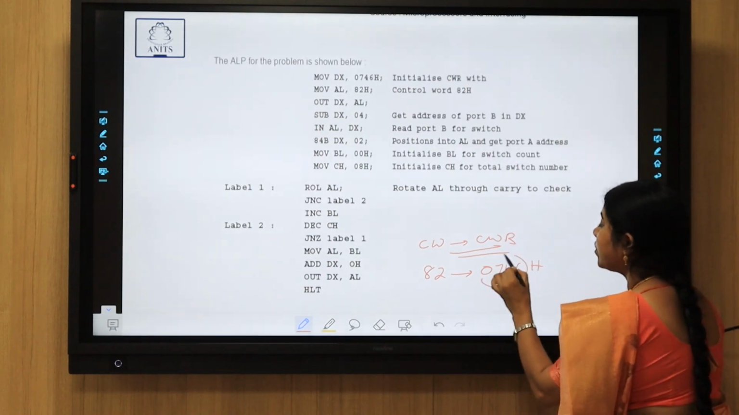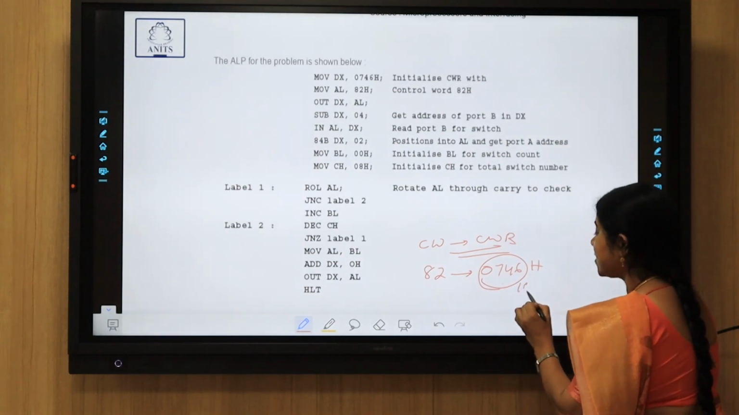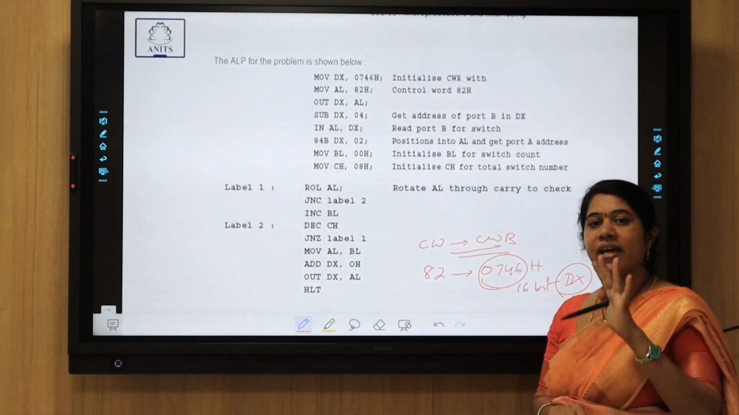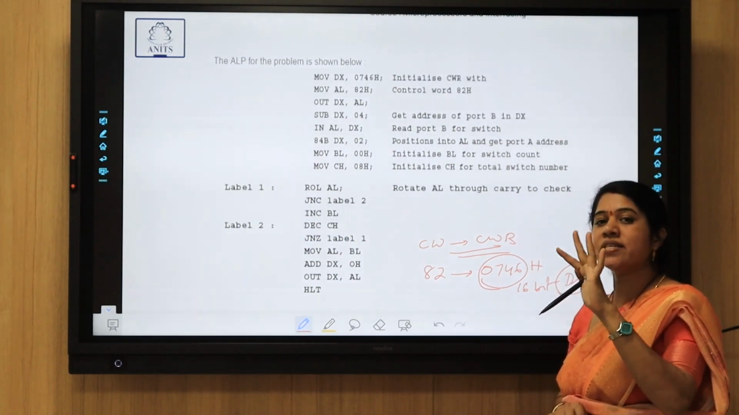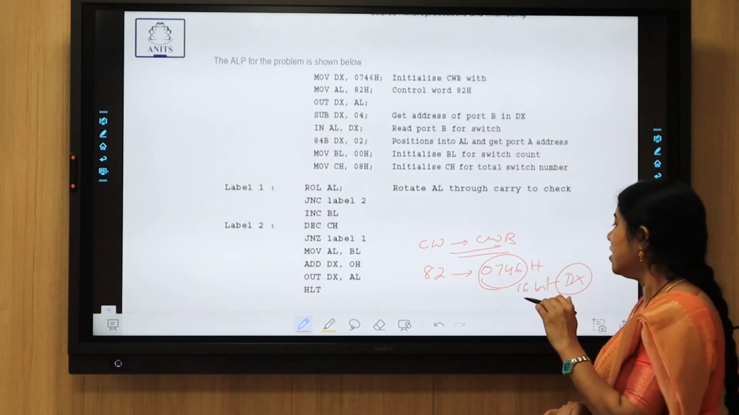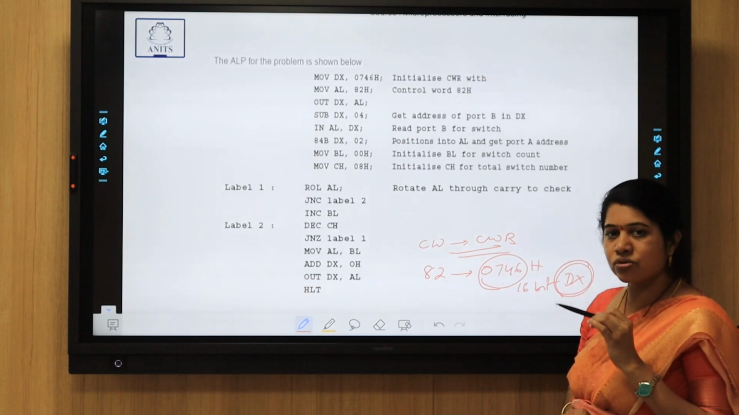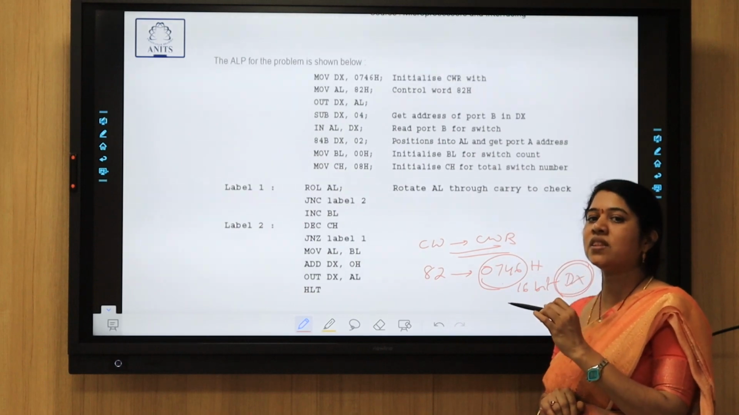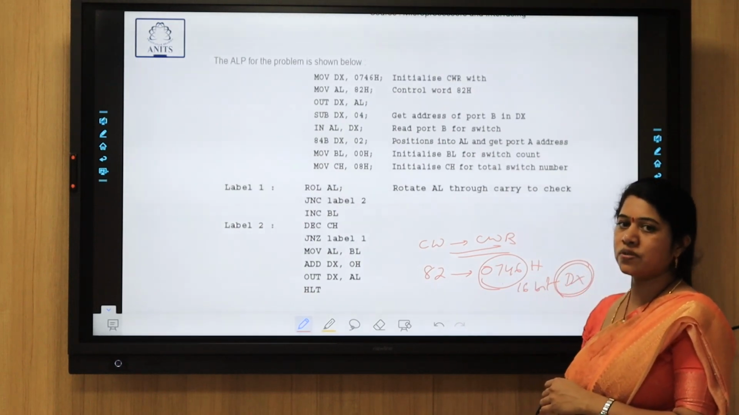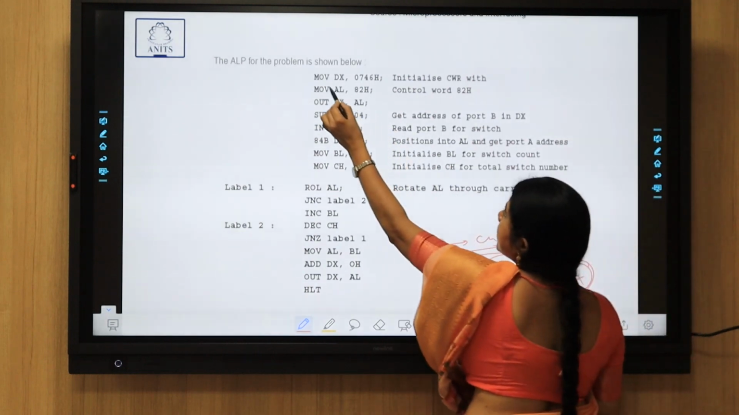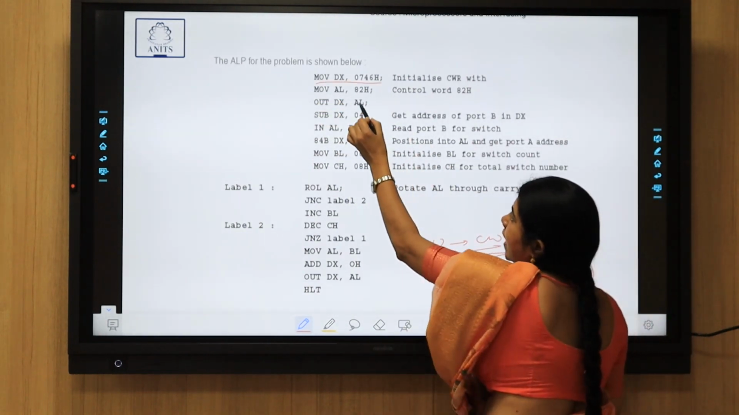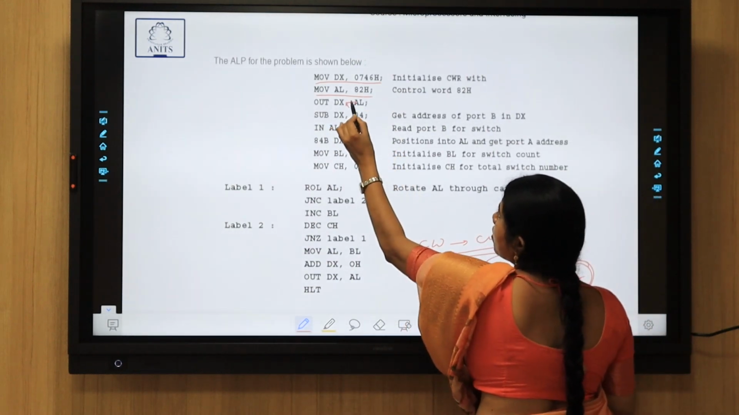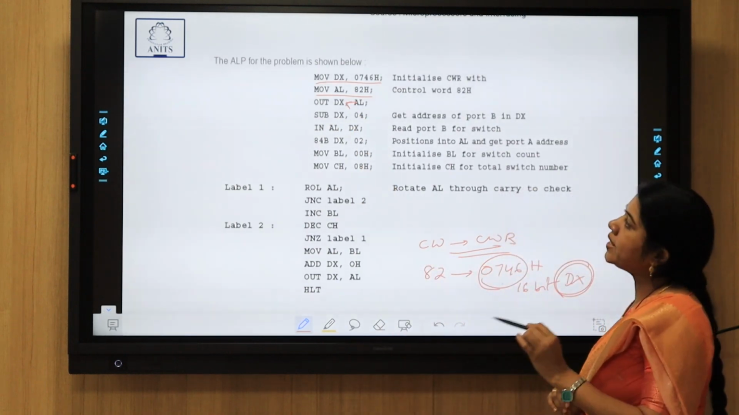So first of all, we have to initialize this 16-bit address in the DX register. Yes, 8086 has 4 general purpose registers: AX, BX, CX and DX. Among the 4 registers, DX is the only register that is used to hold the address whenever the processor is interfacing with 16-bit addressed IO ports. So we have to initialize DX with 0746, then initialize AL with 82H, then the data 82H must be sent out with DX: OUT DX, AL.